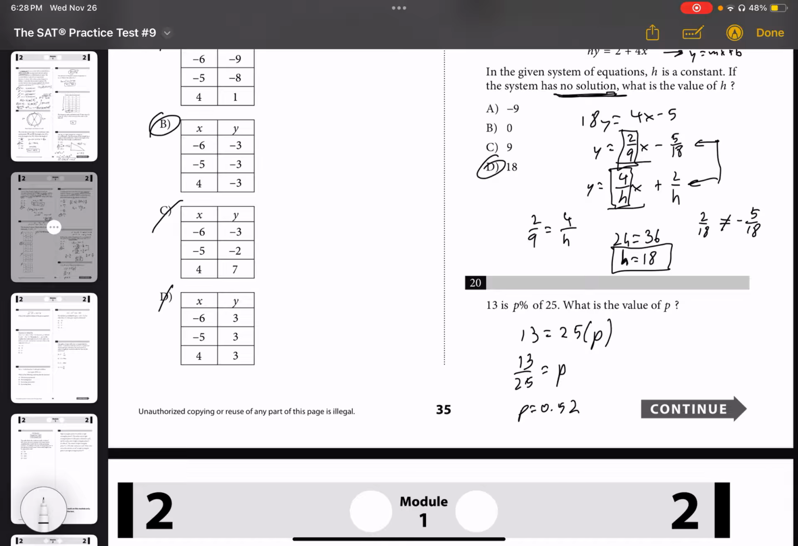0.52. But if it's p%, that means it's 0.52 as a percentage. So to get our percentage, we're going to multiply this by 100. And then we get our answer of 52%, which is equal to p%.